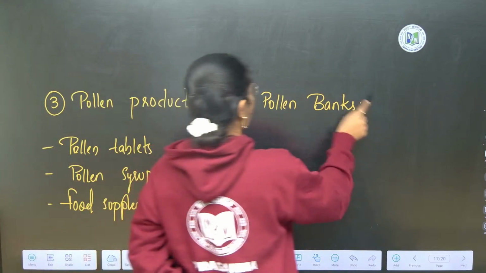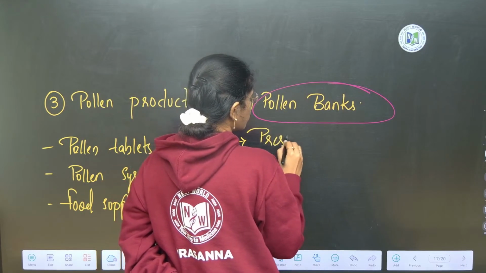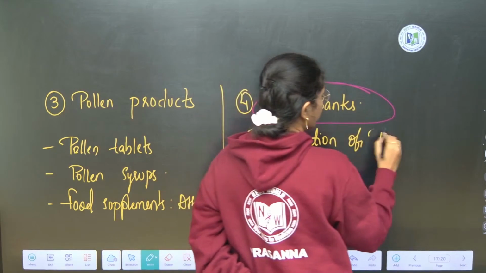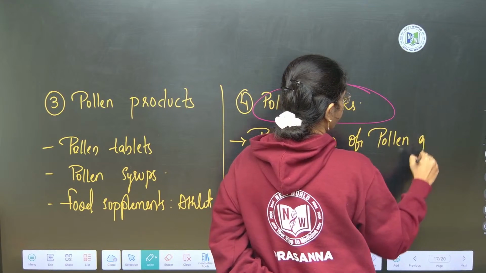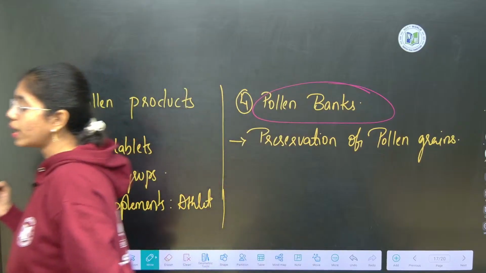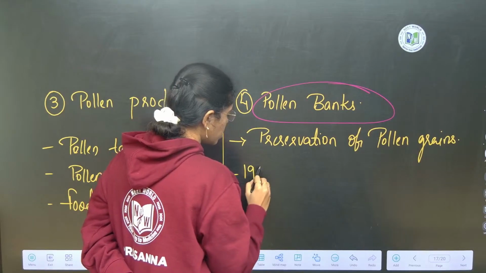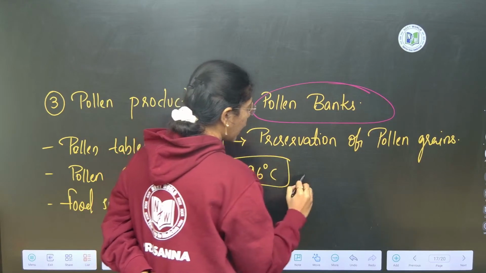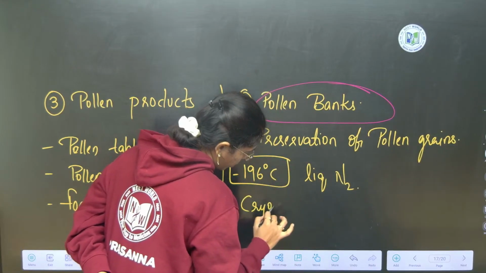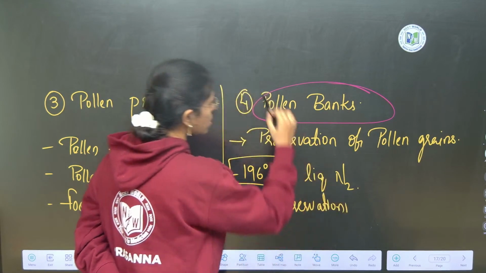Next is pollen banks, that is preservation of pollen grains. How you can preserve the pollen grains? Pollen grains can be preserved at -196 degrees Celsius in liquid nitrogen, which is addressed as cryopreservation. Fine, right? This is about pollen banks.